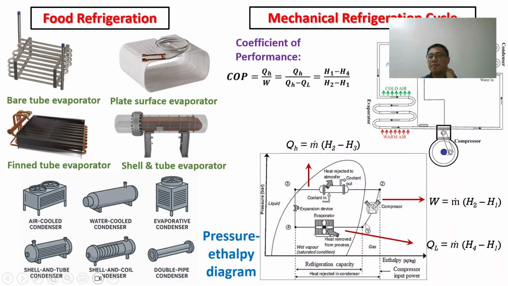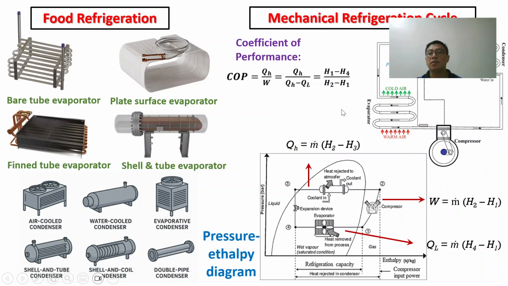Okay, and then we have work done here because of compression. So again we can multiply the mass flow rate by the enthalpy of point 2 minus point 1. This one will give us the work done by the compressor.